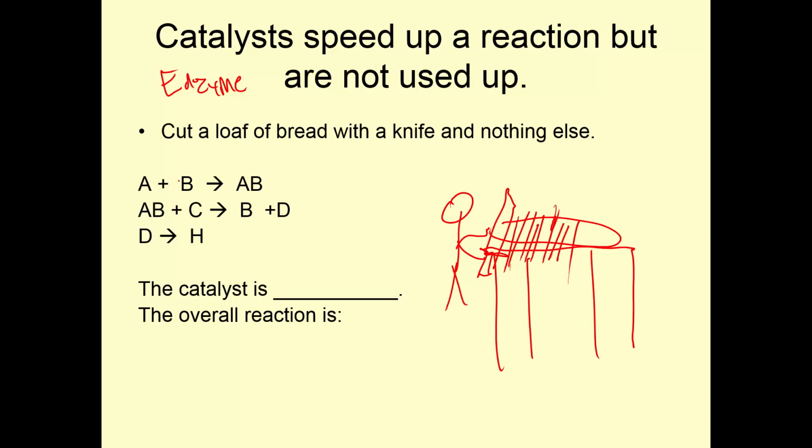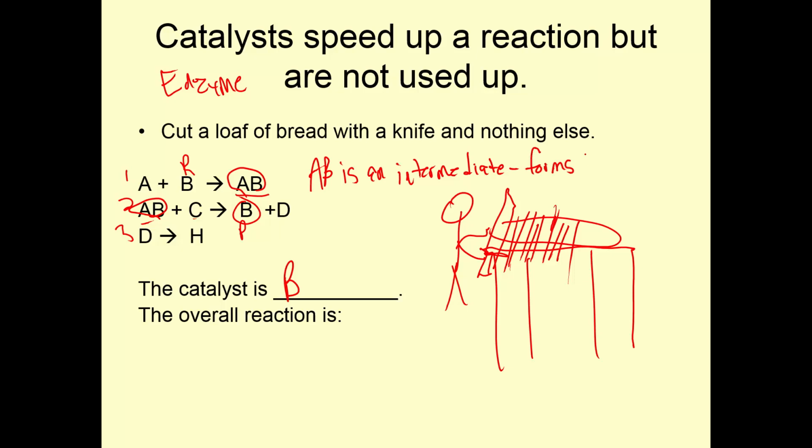So when I write it like this, these are the steps of a reaction: step 1, step 2, step 3. A plus B yields AB. AB yields C plus B. Do you see how B was a reactant and a product, so it reforms? So my catalyst is B, because it's a reactant and it reforms, and it will speed up the reaction. Also notice how AB forms. AB, please write this down, is an intermediate. An intermediate is something that forms, but is used up.